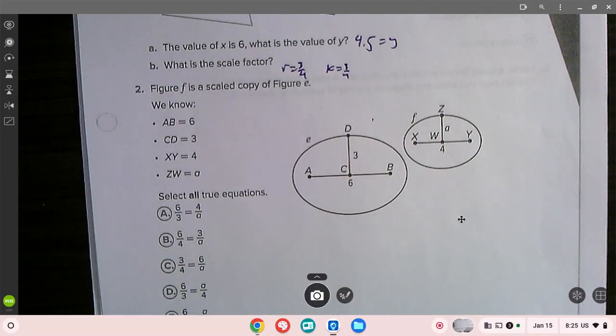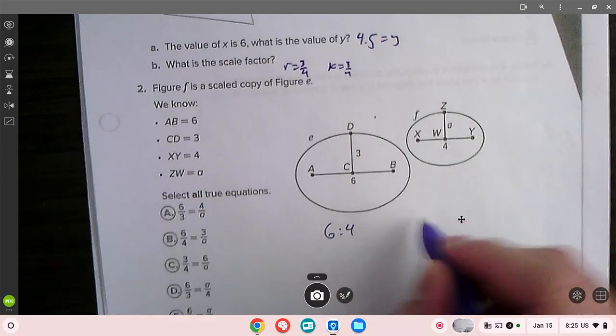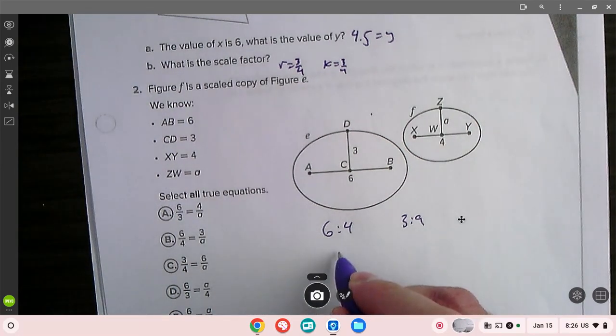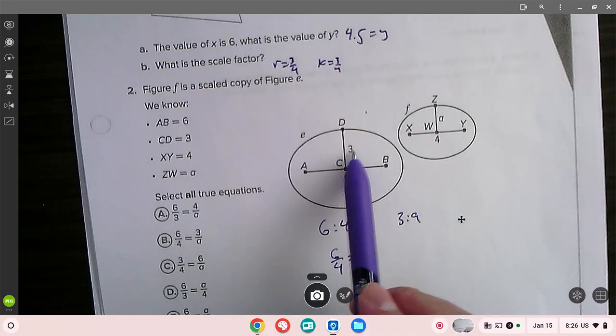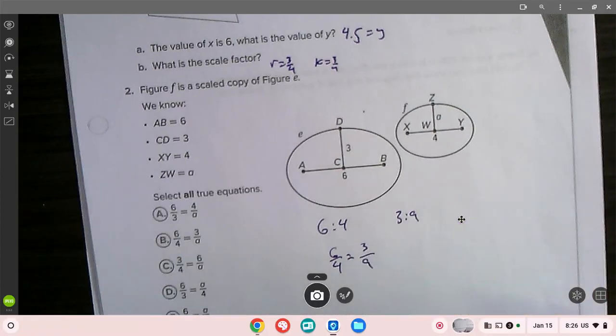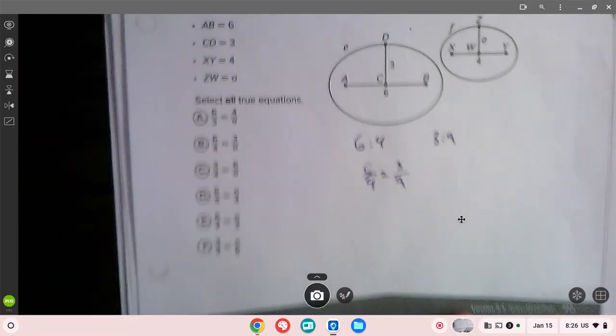Let me ask you this. We have 6 goes with 4, right? And 3 is going to go to A. They have to have the same scale factor in between, correct? So that means they have to have the same simplified ratio. We have 2 options. We can do 6 over 4 is equal to, the one that goes with 6 is which number? 3. So 3 is on top, and A goes with 4, so A is on the bottom. Which one of our answers looks like that? There's B.